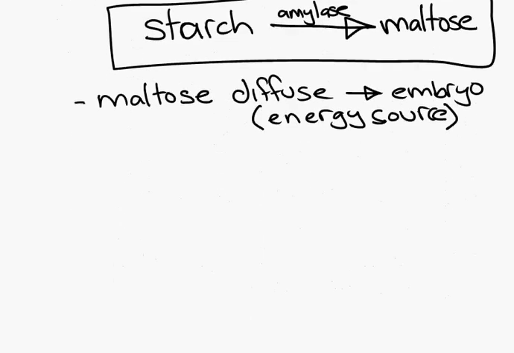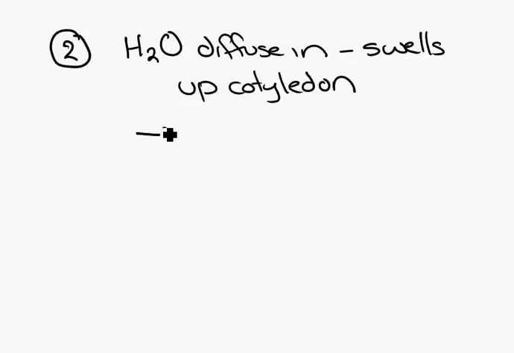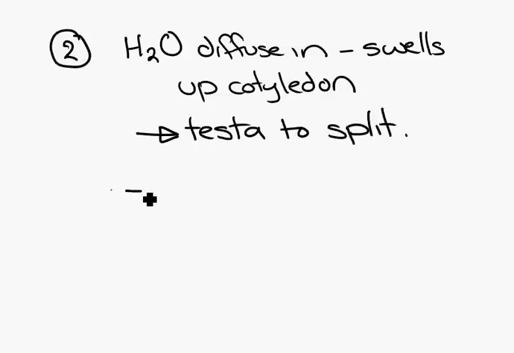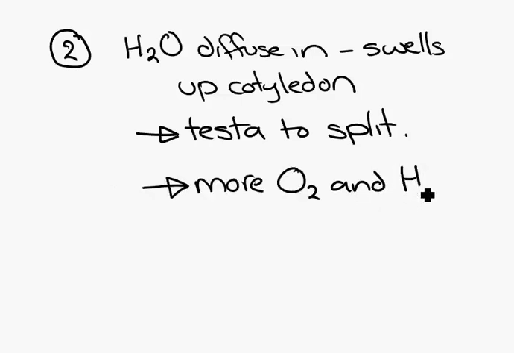Following this, we have step 2, where water keeps on diffusing in until the pressure of the enlarged cotyledon, or energy store, causes the tester, or seed coat, to split. Now once the tester is split, this leads to more oxygen and water diffusing in. And of course, once we've got a lot more oxygen coming in, it will lead to aerobic respiration, 19 times more energy.